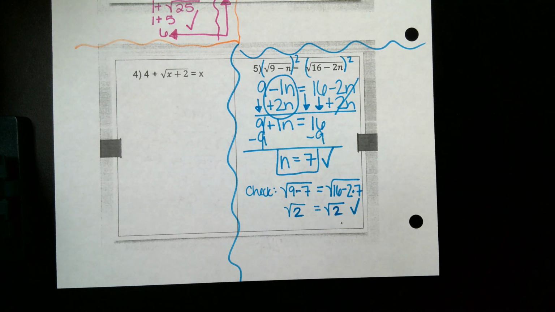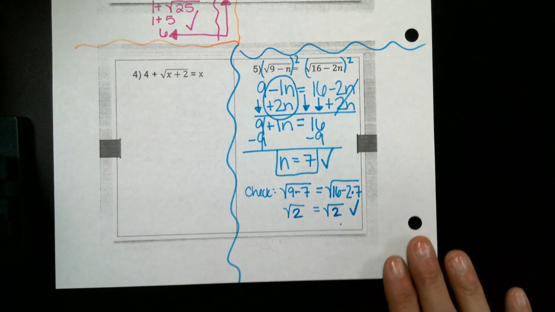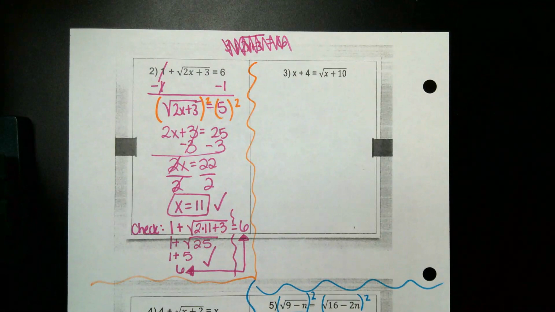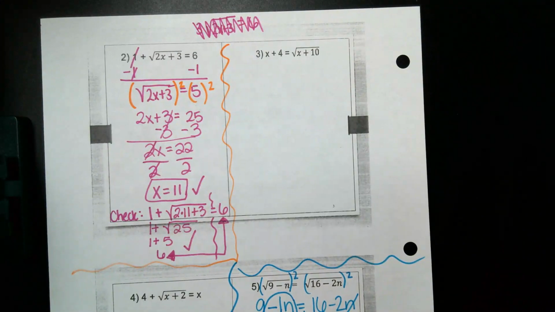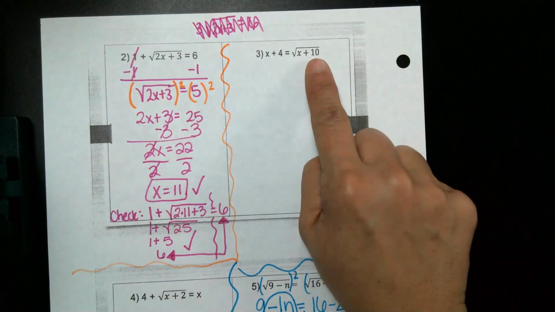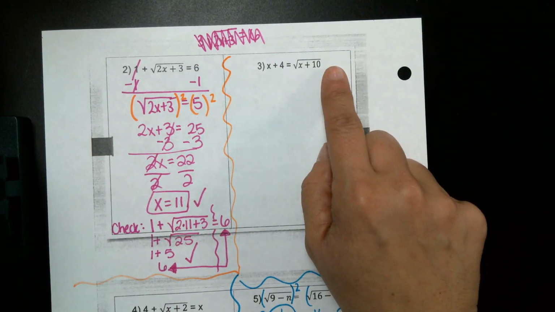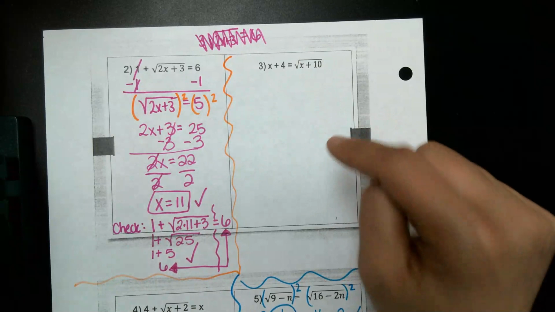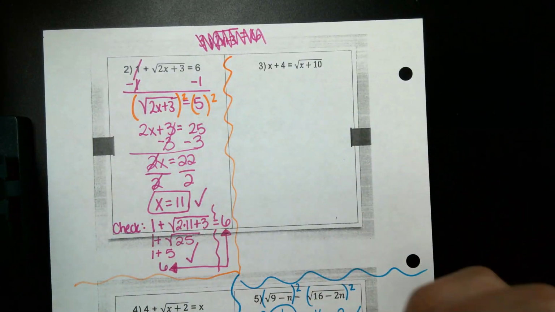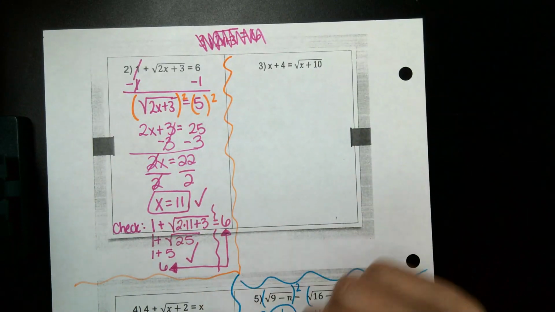Okay, go back to the third one. Number 3 and number 4, they both require quite a bit of work. Okay, so if you take a look at number 3, notice how on the right side there's a radical. It is isolated. If the radical is isolated, you immediately start with squaring both sides.